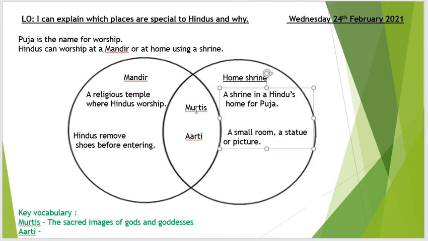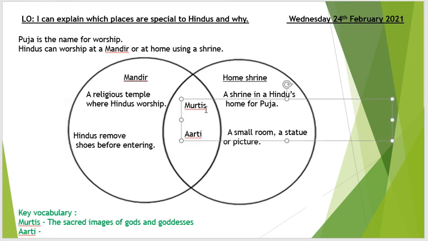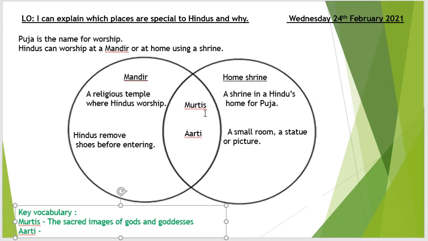And then we're going to think about, what's the same? So in the centre, where the two circles overlap, what is the same? Whether a Hindu worships in the mandir or the home shrine, what stays the same? Well, in the middle of mine, I've put the murtis and I've put arti. Now, I know that I can't fit all the information in there that I know about these two items. I would run out of room.